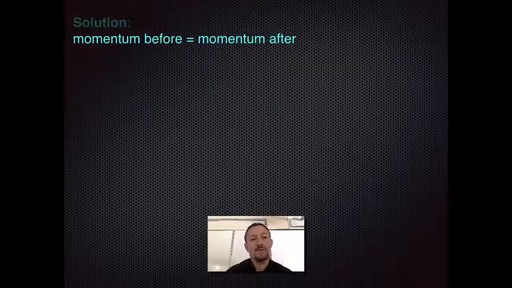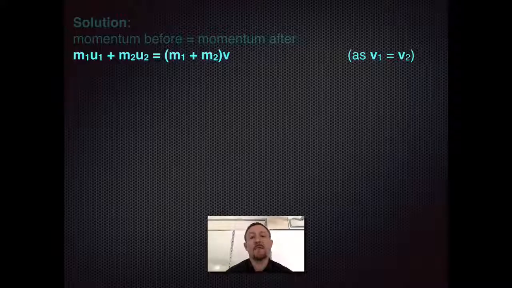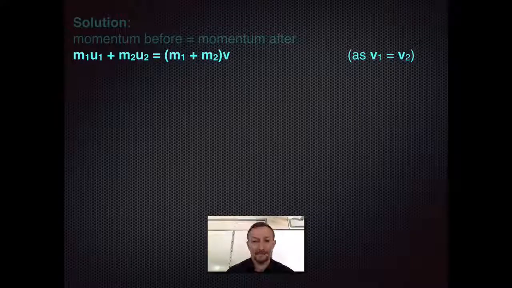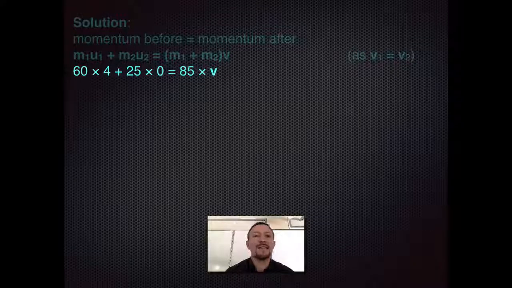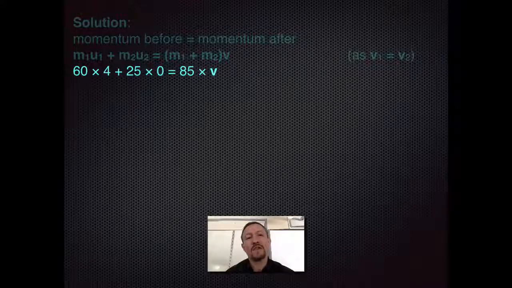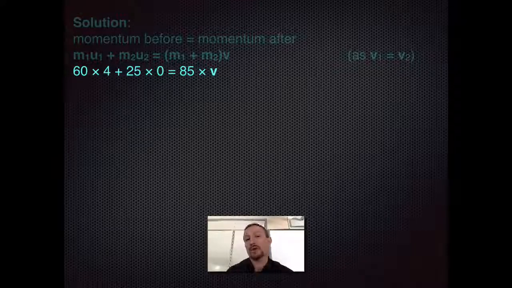So what happens? Momentum before equals momentum after. So I substitute in: m1u1 plus m2u2 will equal m1 plus m2 times a constant velocity. Now, they're coupled, so I just add the two masses together. So 60 times 4 is m1u1, the momentum of the first cart, plus 25 times 0. That's obviously going to be 0 because the object is stationary. It's going to equal a combined effect, and we're going to treat the two trolleys as though it's one trolley. So we add the two masses together, 85 times V.